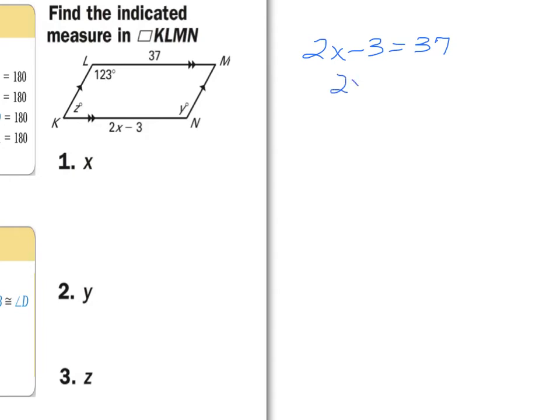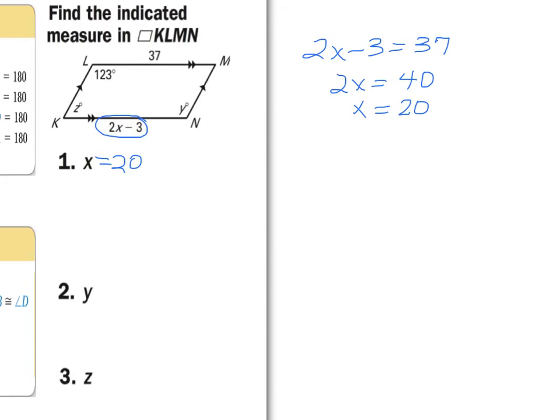So if I add 3, that's going to be 2x equals 40. And when I solve, x equals 20. So in this case, the value of x is 20. Now, how do you check to make sure? If you plug that back in for x, it better be 37, because they both have to be the same measure, because the opposite sides are congruent. Okay. So if I plug that back in, 2 times 20 is 40, minus 3 is 37. So we check it out.